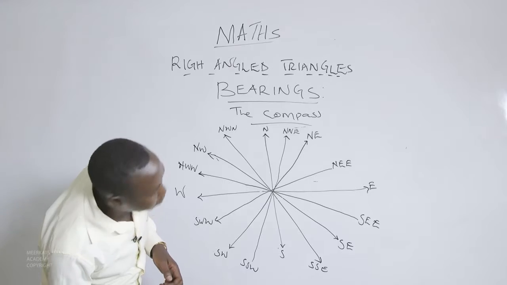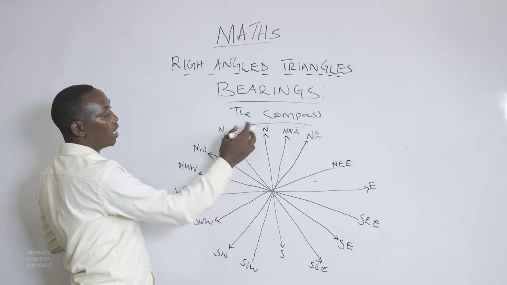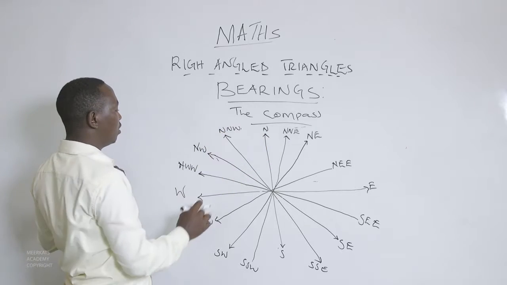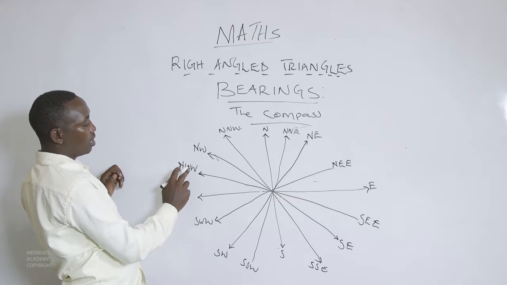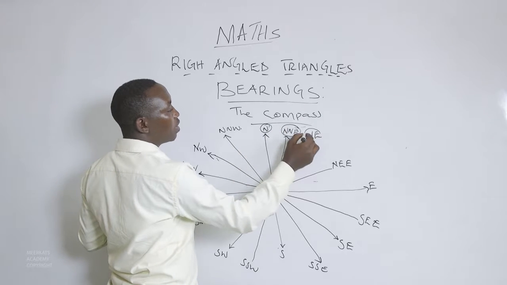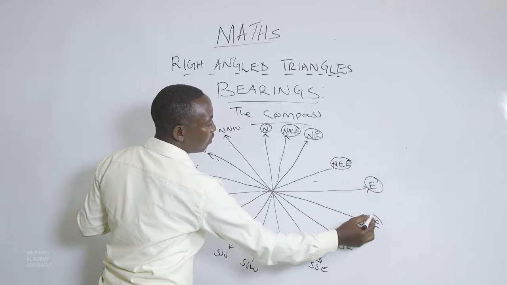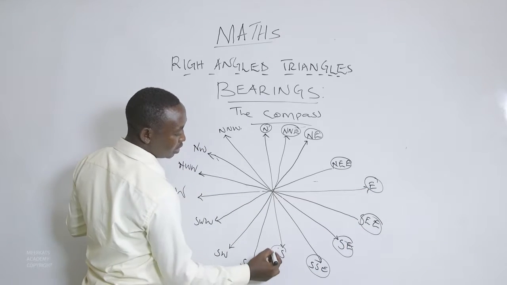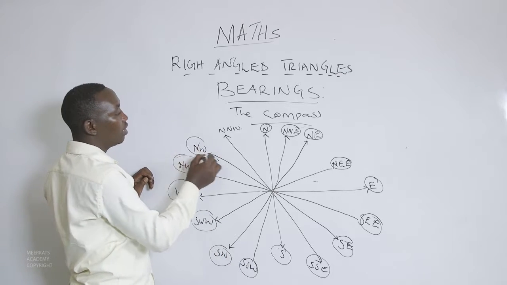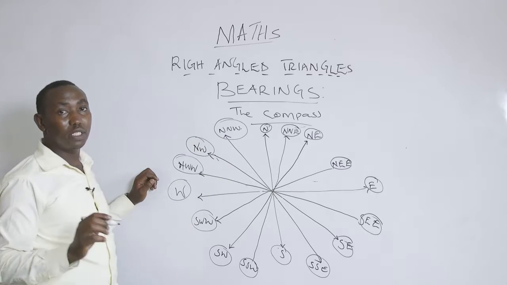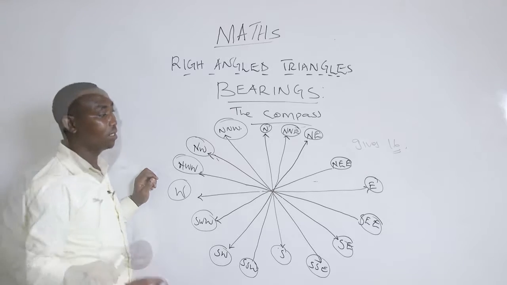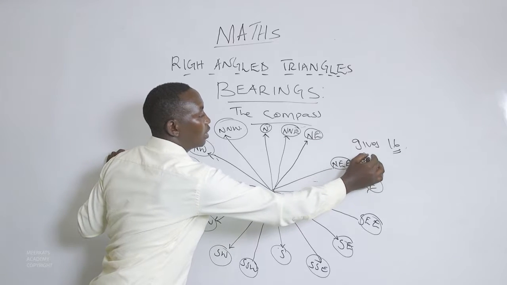Back to north, but because we are all measuring from this particular point, it will be northwest. This one was northwest. So if you count them in number, that is 1, 2, 3, 4, 5, 6, 7, 8, 9, 10, 11, 12, 13, 14, 15, 16. So there are 16 possible directions which can be given or pointed out by the compass. 16 different directions.